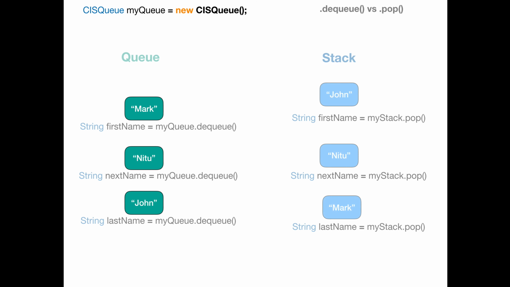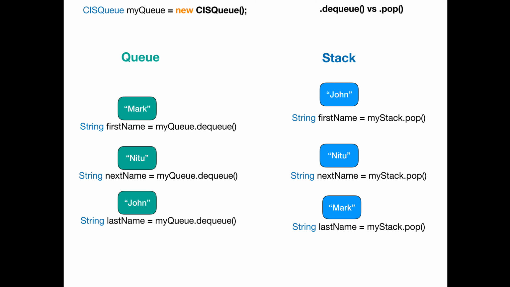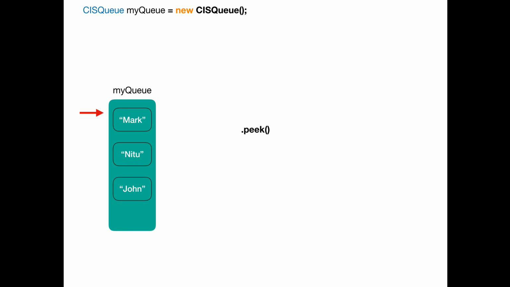If we look at the two differences of the order in which things would be taken out from a queue, we would get the order Mark, Nitu, John. For a stack, we would get John, Nitu, Mark. Even though they were both added in the same order, and they were dequeued and popped in the same order as well, we got different values because of the first in, first out, or last in, first out order that each one of these data structures uses.